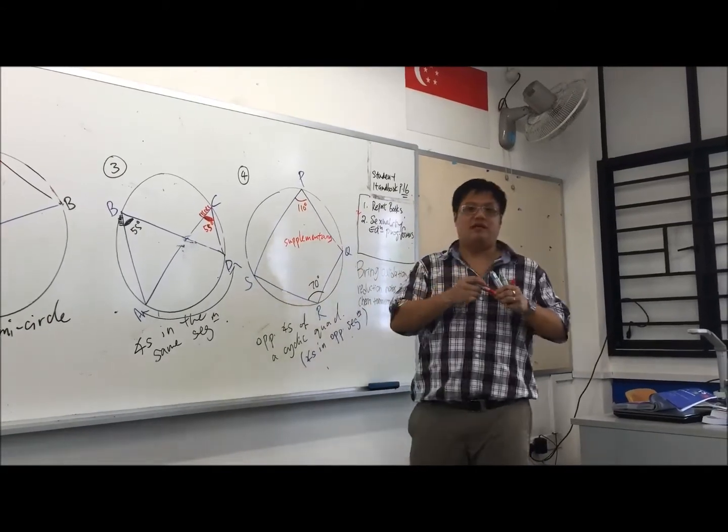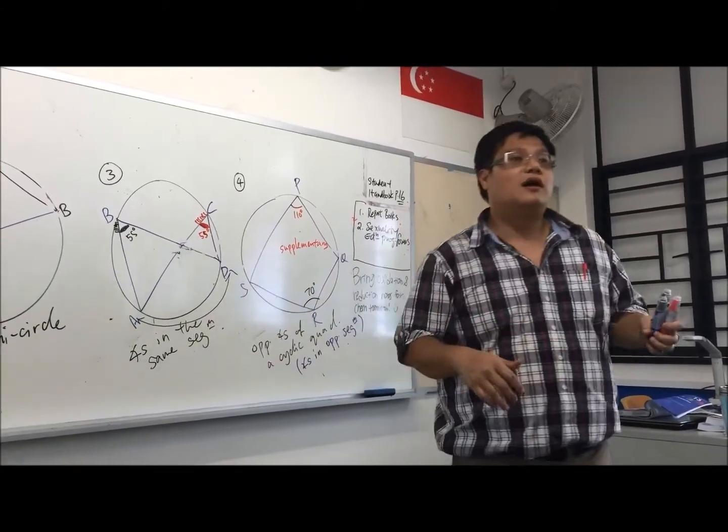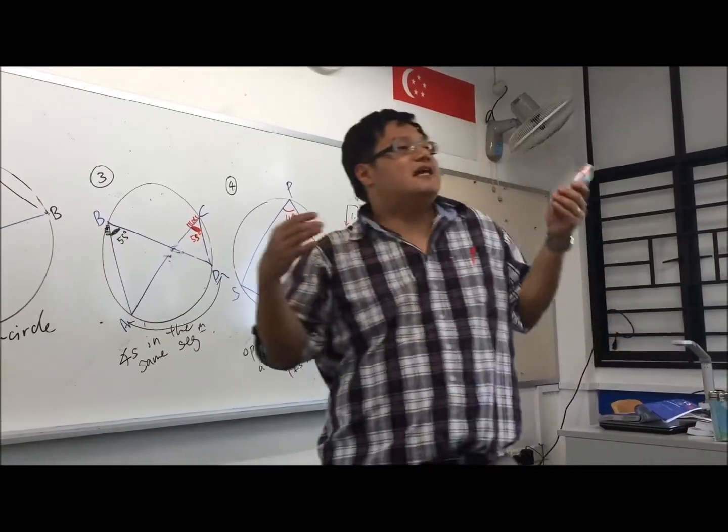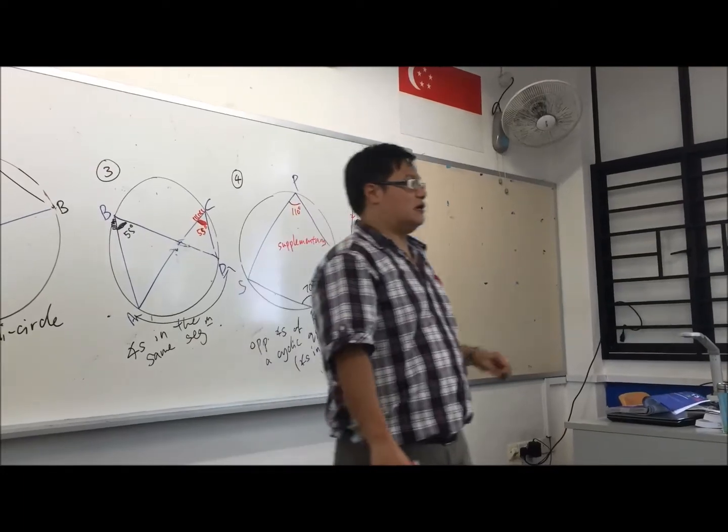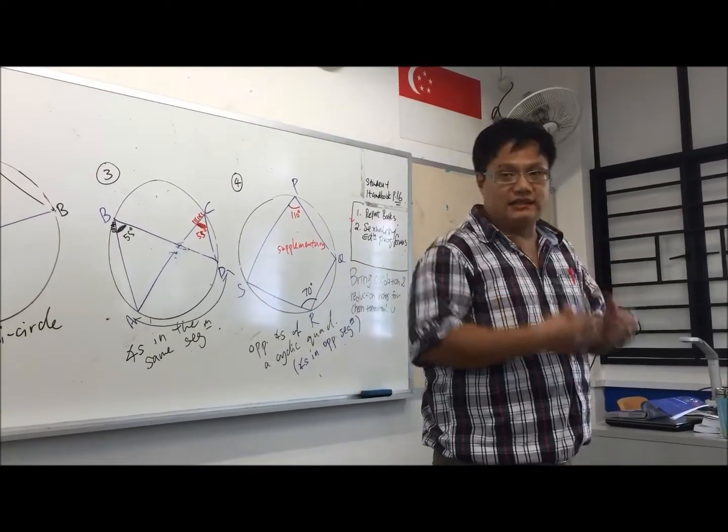Okay, what does supplementary mean? It means they add up to 180 degrees. If two angles add up to 90 degrees, what are they called? Complementary. Very good. They're called complementary if they add up to 90 degrees. Are we clear? Get it now!